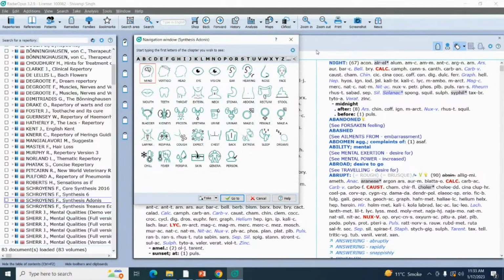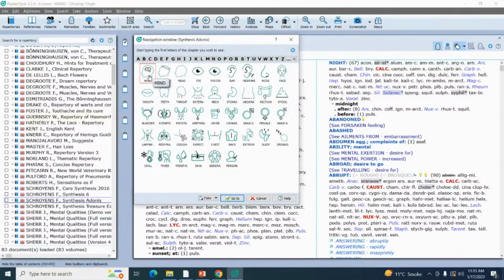Now I'm going to repertorize my case. The first symptom of my patient is the weakness of memory, as we discussed in our presentation. The patient has a problem in concentration or a problem in memory. So I'm going to the Mind chapter because this symptom belongs to the Mind chapter.